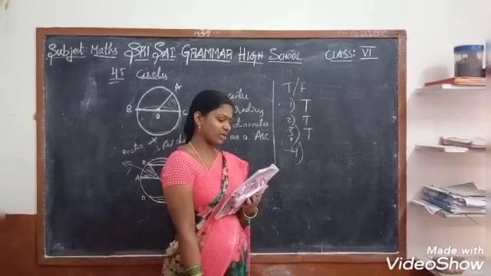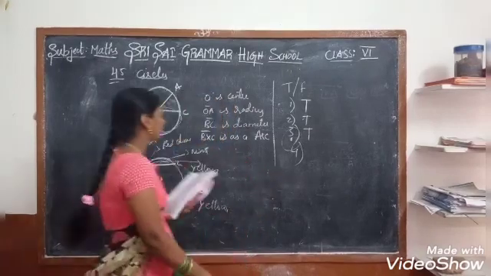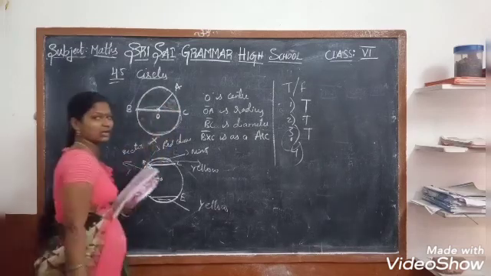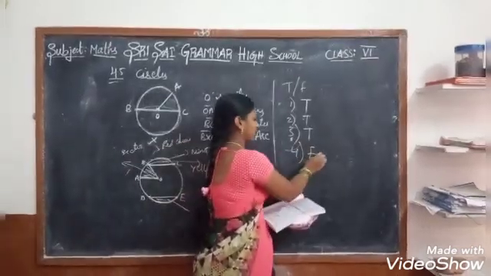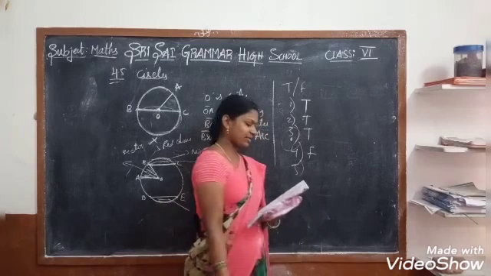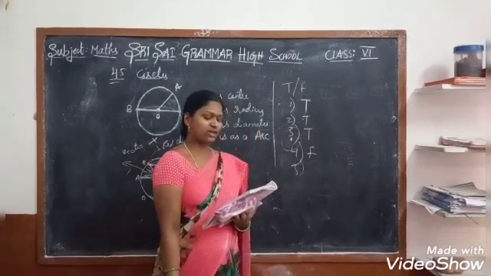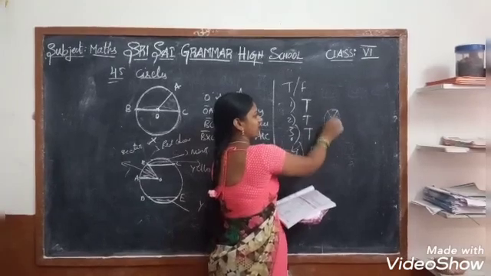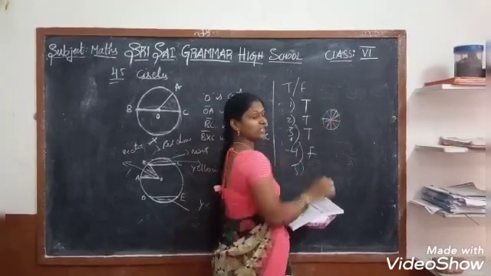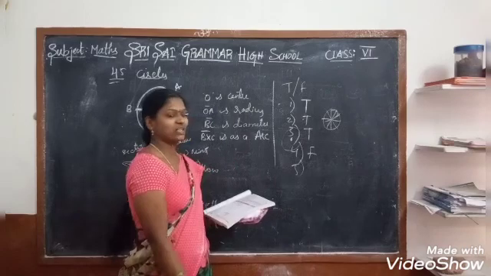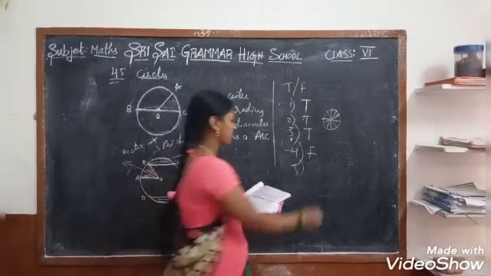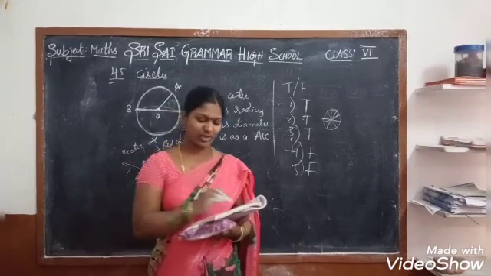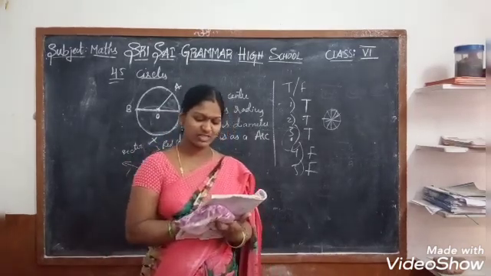All chords are equal in length. But here, are all chords of the same length? No, we can't take that. All radii are not equal in length. No, if you draw a circle, all radii are equal, with the same length. So here the statement is false.